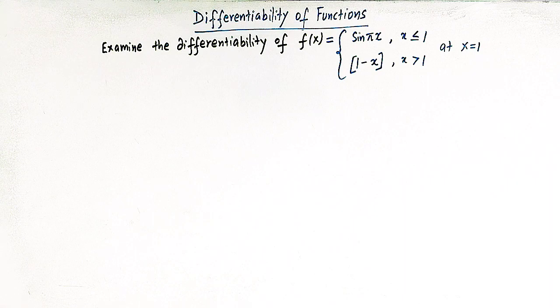So let us start, and here what we will do to check the differentiability of a function at some particular point, what we usually do, we find out the right hand derivative and the left hand derivative of the function at the given point, right? And if the right hand derivative and the left hand derivative both exist and are finite and equal, then we can claim that the given function is differentiable at the given point, right?